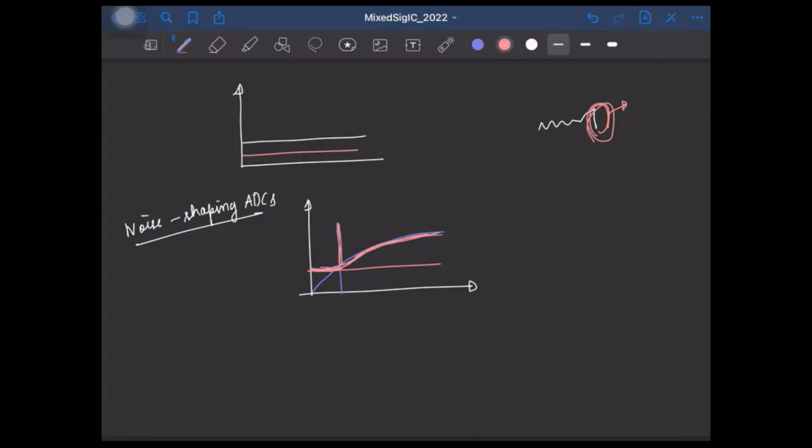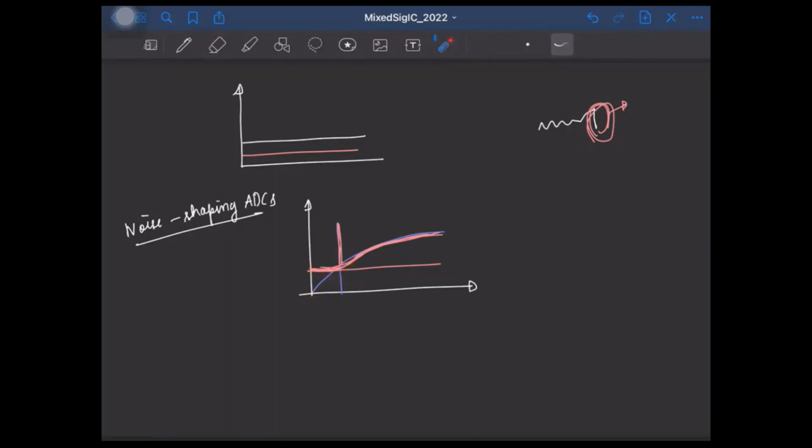Now, this is not exact. This is obviously not the spectrum we should have got. The actual spectrum must look something like this, because the noise is getting high pass shaped. At DC, ideally it should have been zero, very low, but because of this abrupt change, at low frequencies we have this flat portion.